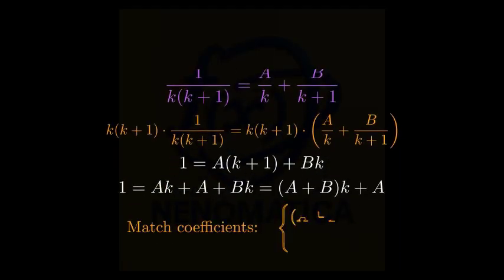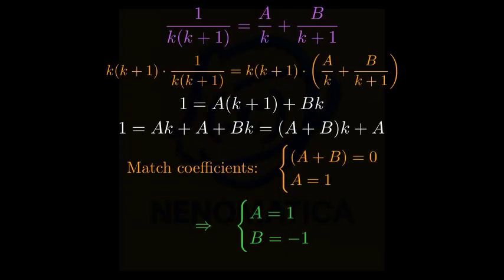A times k plus a plus b times k becomes a plus b times k plus a. Since the left side is the constant 1, the coefficient of k on the right must be 0, and the constant term must be 1. This gives the system a plus b equals 0, and a equals 1. Solving, we find a equals 1, and b equals negative 1.